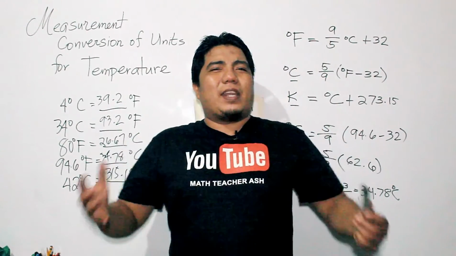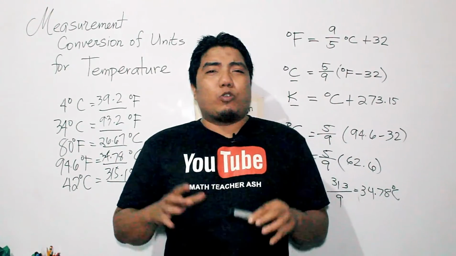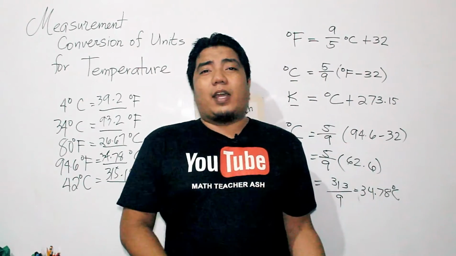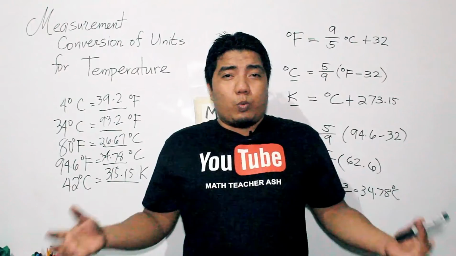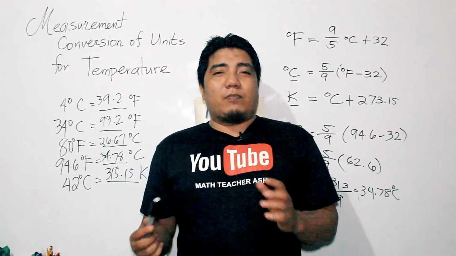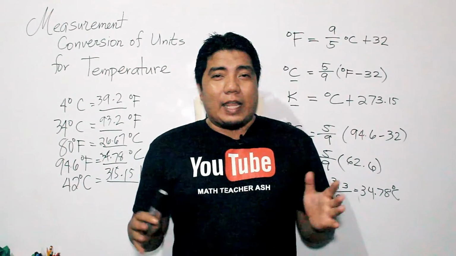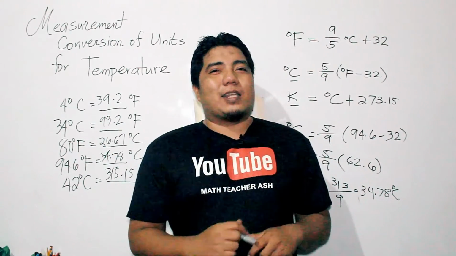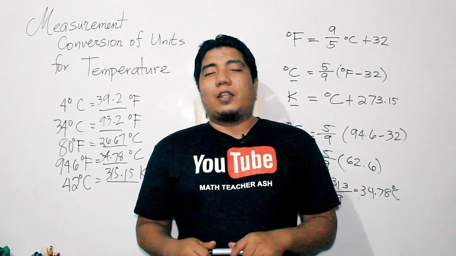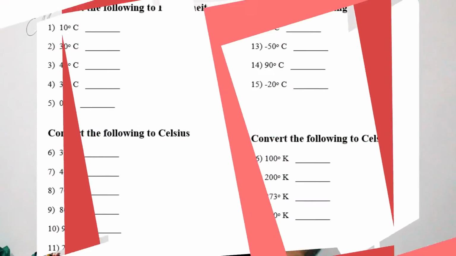So that is the very basic idea on how to convert degrees Celsius to Fahrenheit, Fahrenheit to degrees Celsius, and degrees Celsius to Kelvin. These are the 3 units of measurement for temperature. Now, I hope you have learned a lot of things on this topic. So this is the time that I will challenge you whether you have understood our topic, and here it is.